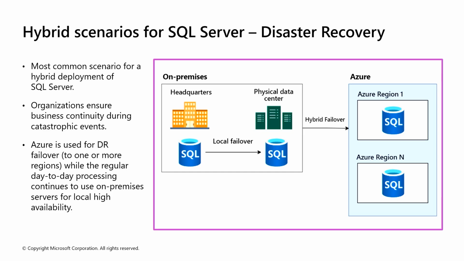This setup enhances resilience by enabling failover to Azure in case of a local outage. It also supports geo-redundancy and reduces recovery time objectives, or RTOs. It can be used when replicating critical databases to Azure using Always On availability groups, maintaining standby environments for business continuity, and also leveraging Azure Site Recovery for automated failover. Hybrid disaster recovery is ideal for organizations needing high availability without fully migrating to the cloud.